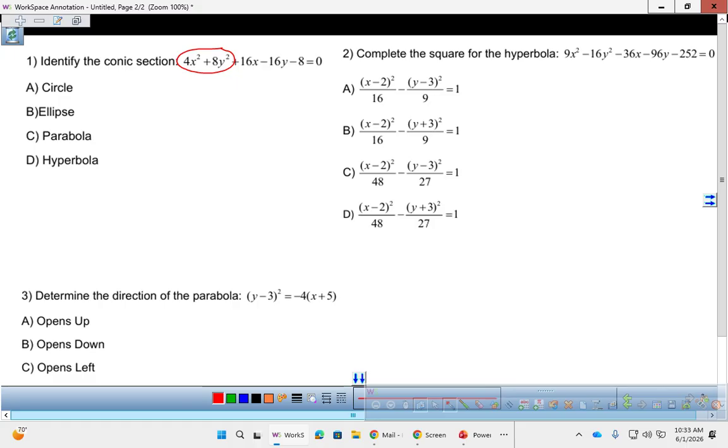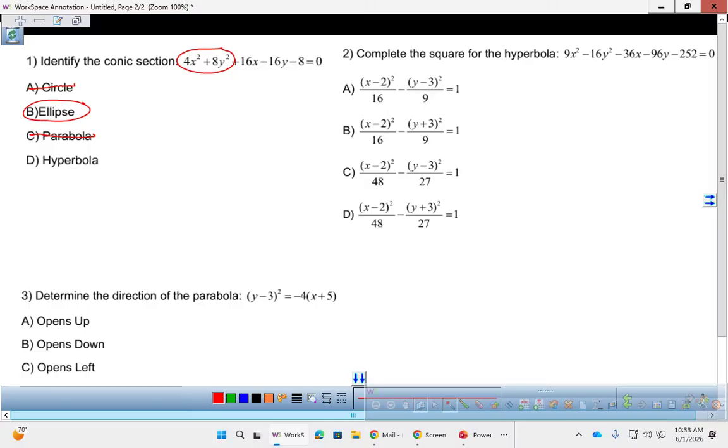So because they have different numbers in front, that means it's not a circle. Because they have two squared terms, that means it's not a parabola. So we're narrowed down to a 50-50. And then since they're both positive, we would pick B. This one is an ellipse.